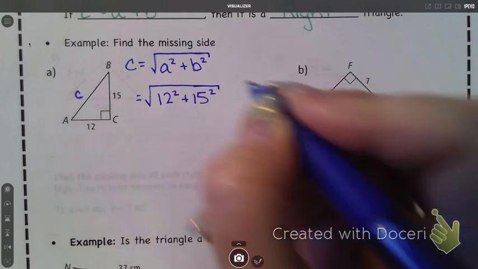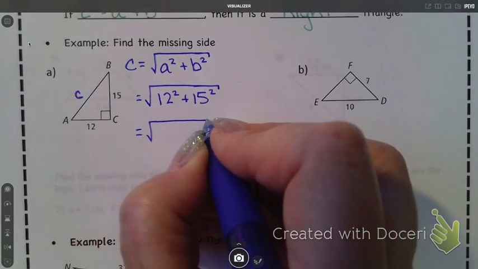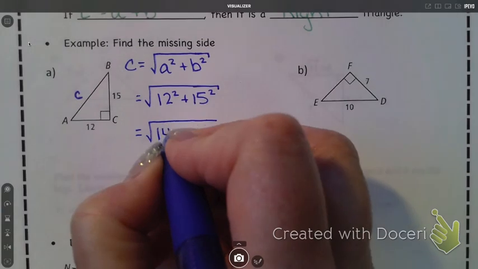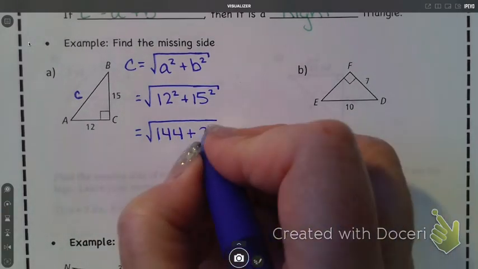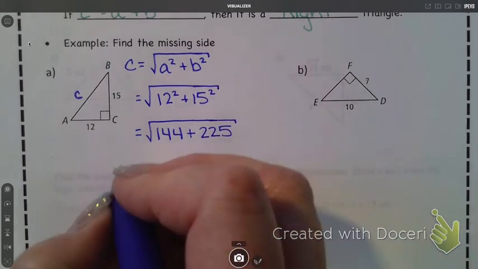This is why I'm pushing you to know your squares and cubes, because if you don't know them, you're going to do a lot of multiplying in these problems, aren't you? Okay, what is 12 squared? 144. What is 15 squared? 225. And now I add them together.